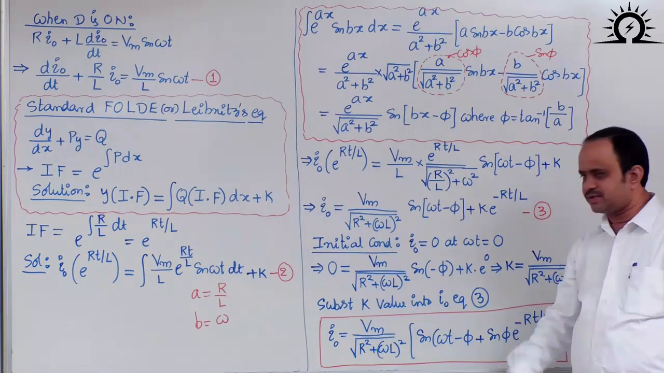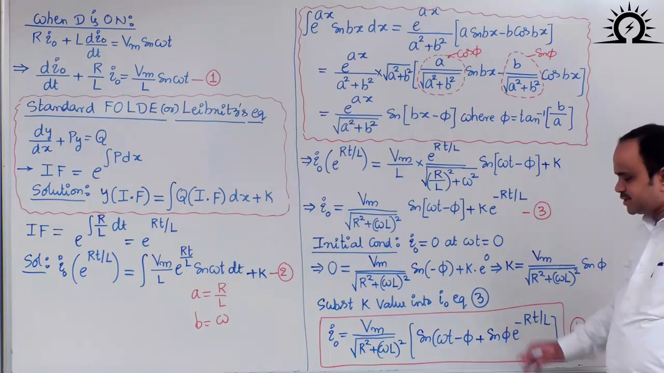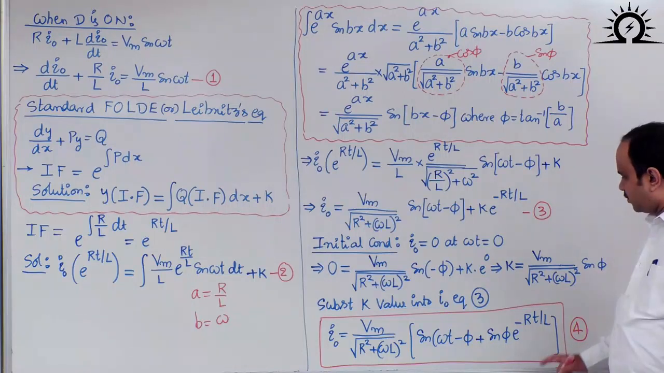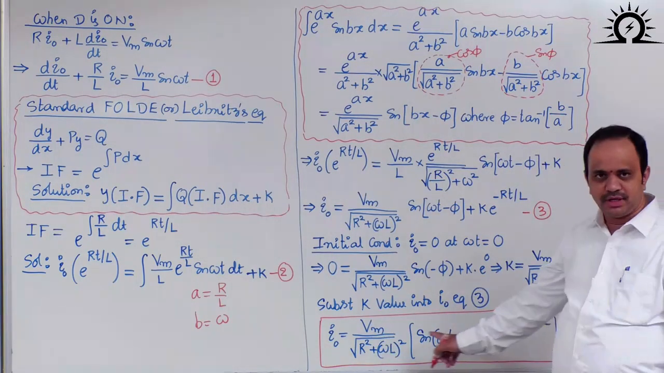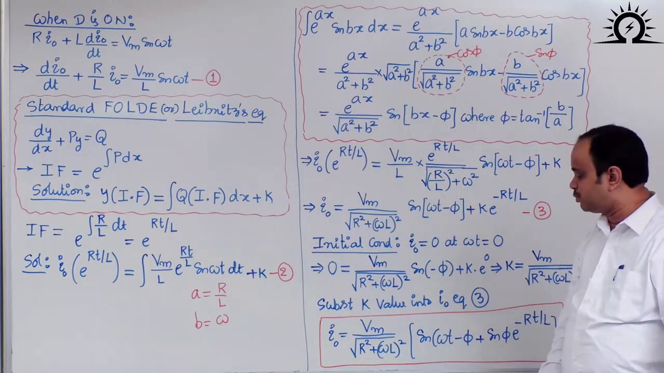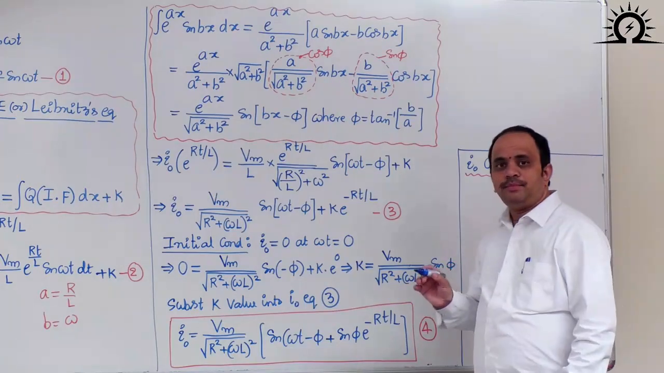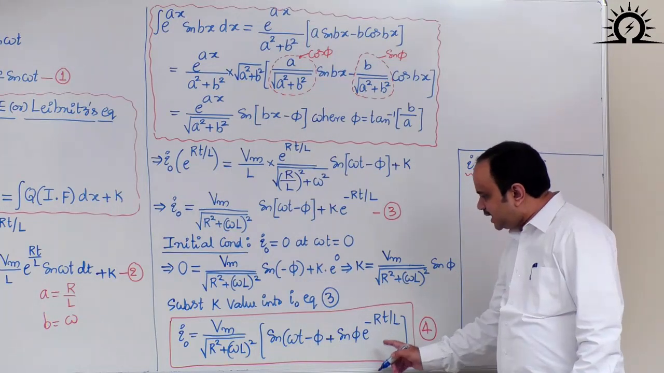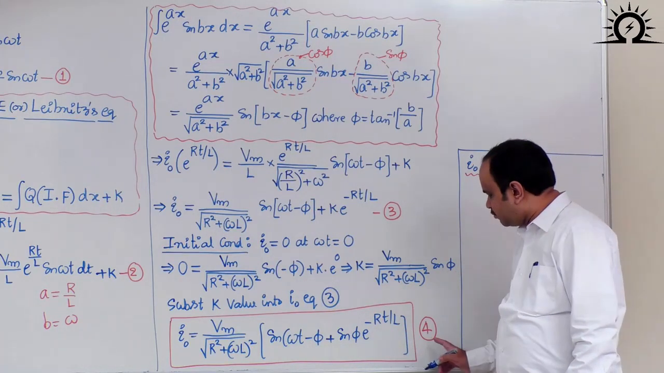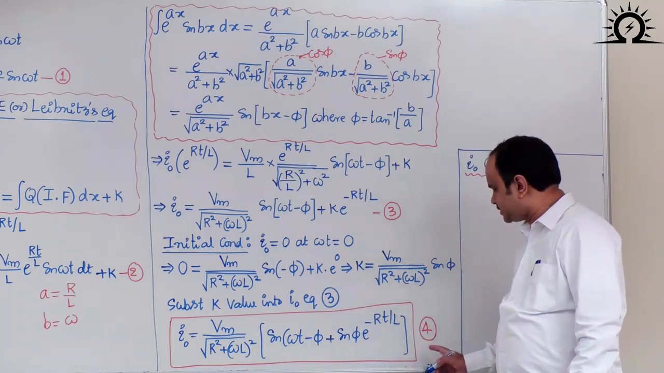We need to draw the waveform for output current based on this equation. Try to digest this equation. This is equation number 4, right? We need to draw this particular equation as a waveform for output current. Now before drawing the output current waveform, first let us try to understand the behavior of this equation number 4.